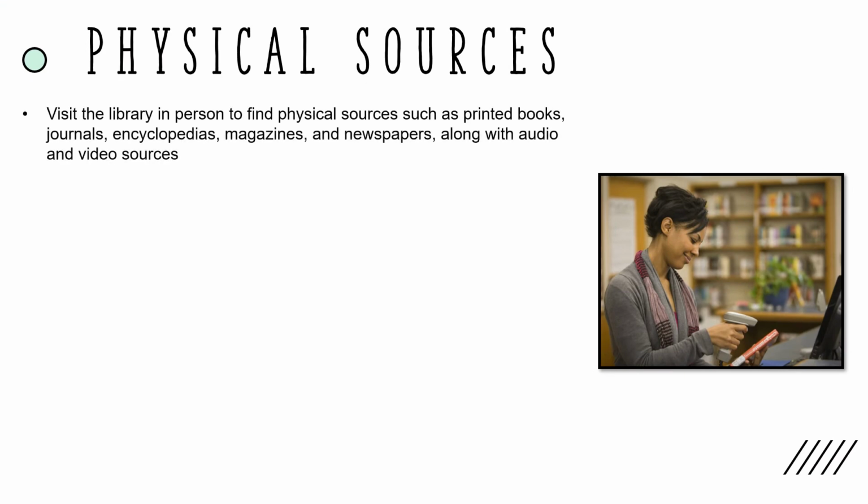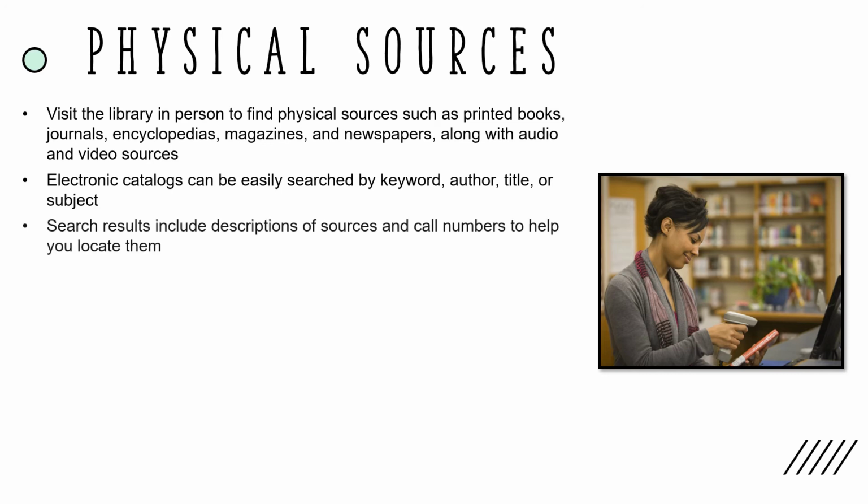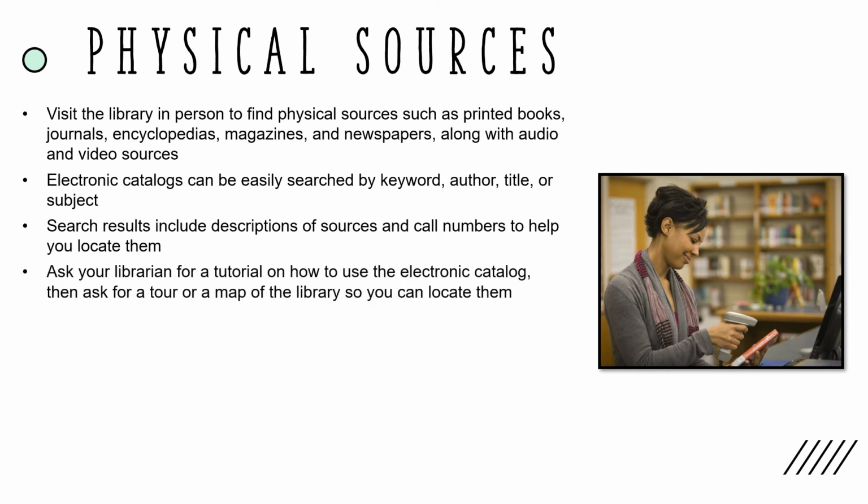You can visit the library in person to find physical sources such as printed books, journals, encyclopedias, magazines, and newspapers, along with audio and video sources. Most libraries have an electronic catalog of all of their physical sources that can be easily searched by keyword, author, title, or subject. Search results include descriptions of the sources and call numbers to help you locate them on the library's shelves. Ask your librarian for a tutorial on how to use the library's electronic catalog to find sources. Then ask for a tour or a map of the library so you can locate them.